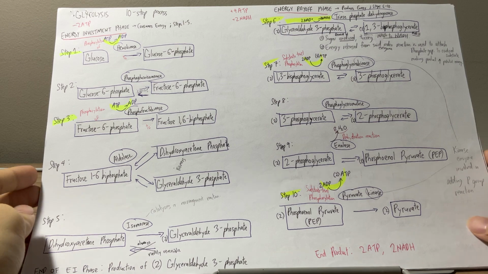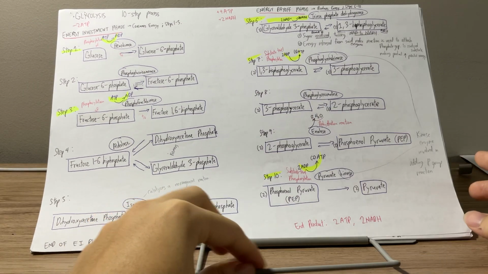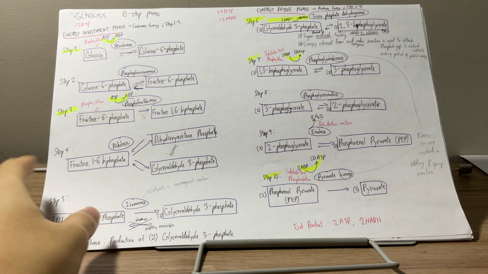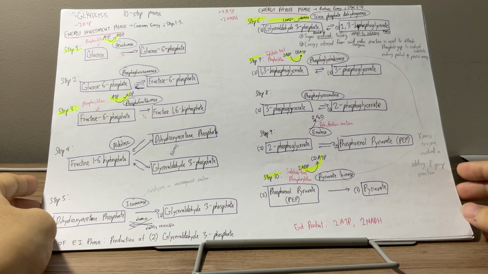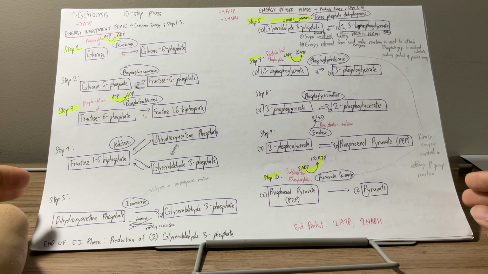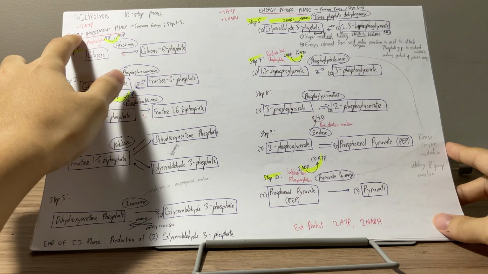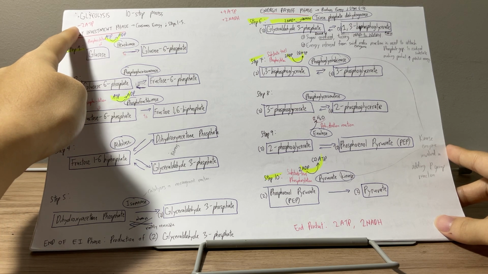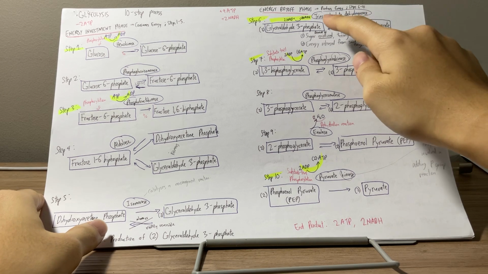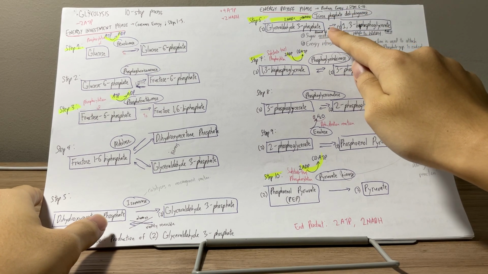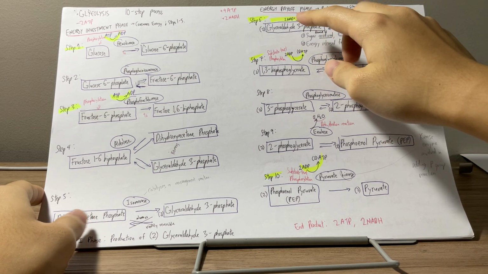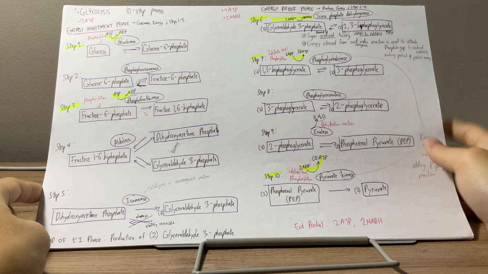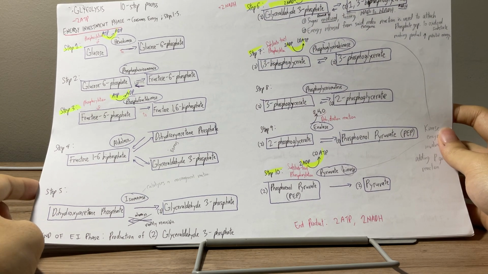Okay, so this is the 10-step process of glycolysis. Again, it is divided into two phases. The energy investment phase, meaning you have to spend ATP. Then you have the energy payoff phase, in which you earn 2, 8... sorry, let me just make sure.